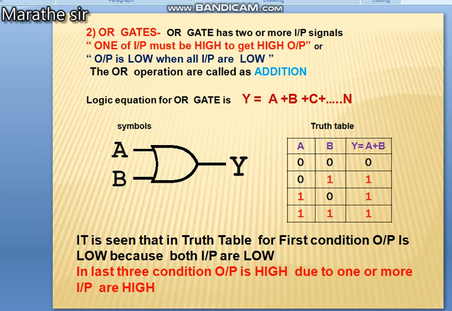So OR gate is basically used for the addition purpose. Its logic equation is Y is equal to A plus B plus C plus dot dot up to N. That is the second basic gate, or second fundamental gate, the OR gate. Its logical statement is that one of the inputs must be high to get the high output, or output is low when all inputs are low. Basically it is used for the addition process.